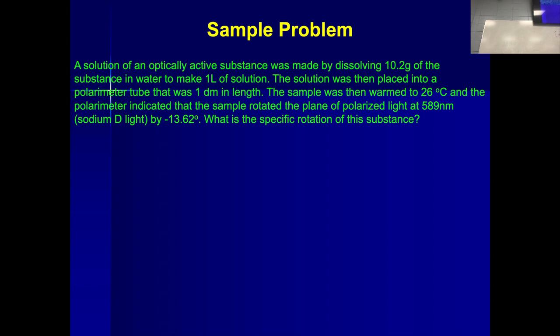So what do we know? Okay, we know the length of the sample tube. We're asked to calculate this, right? So what do I know? I know that that's the equation I need. I know that the rotation is negative 13.62 degrees. I know that the path length is 1, conveniently. And I know that my concentration is 10.2 grams in 1,000 milliliters.